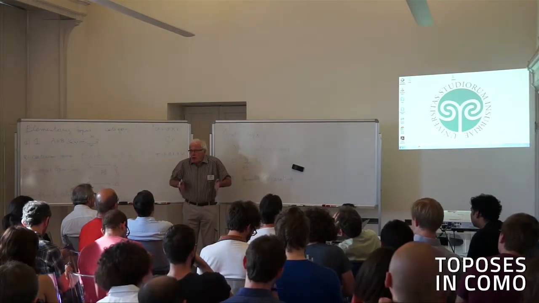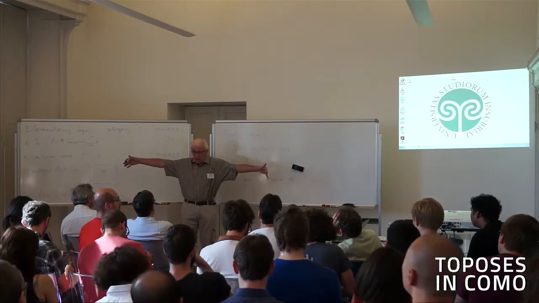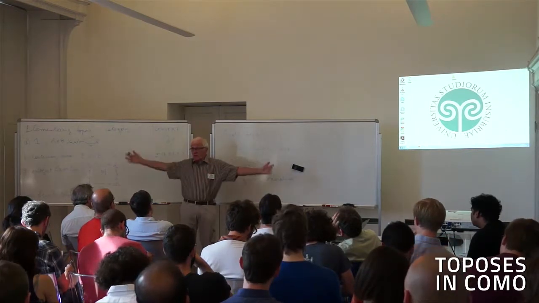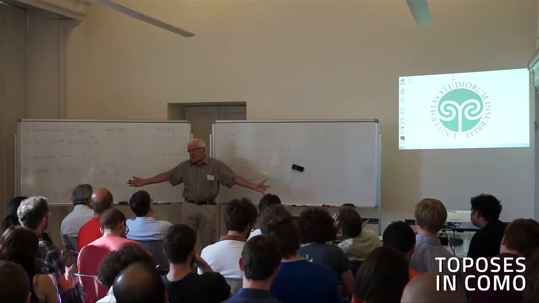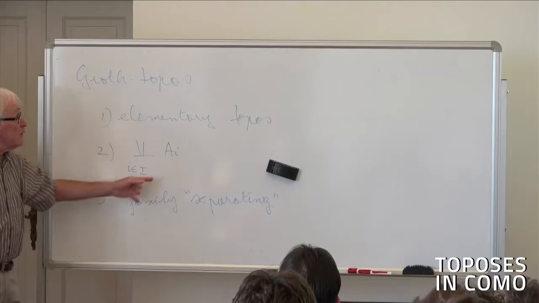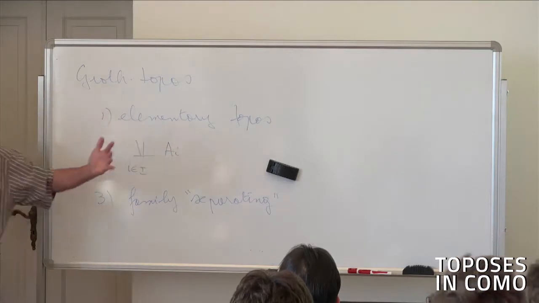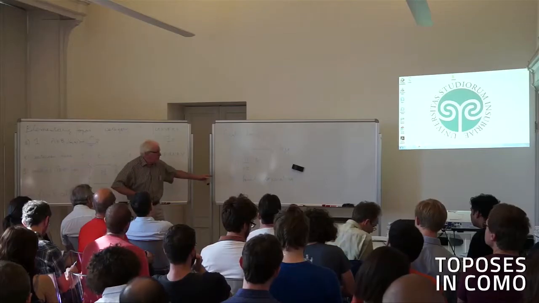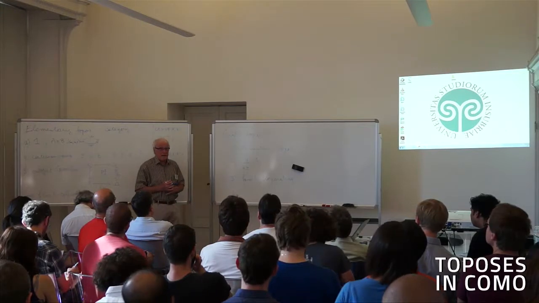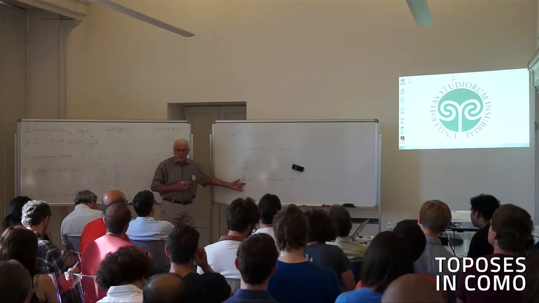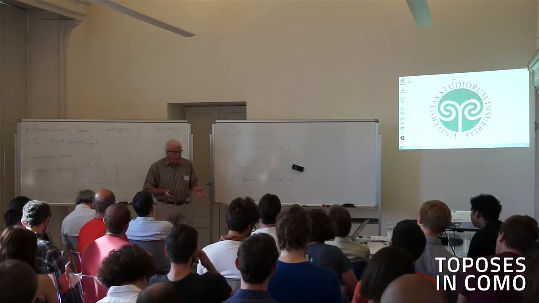You can, of course, try to perform the disjoint union of a class of sets, but it's no longer a set. So if you work in the topos of sets, the coproduct exists only if they are indexed by sets. When you have a separating family, also the set condition is very important.